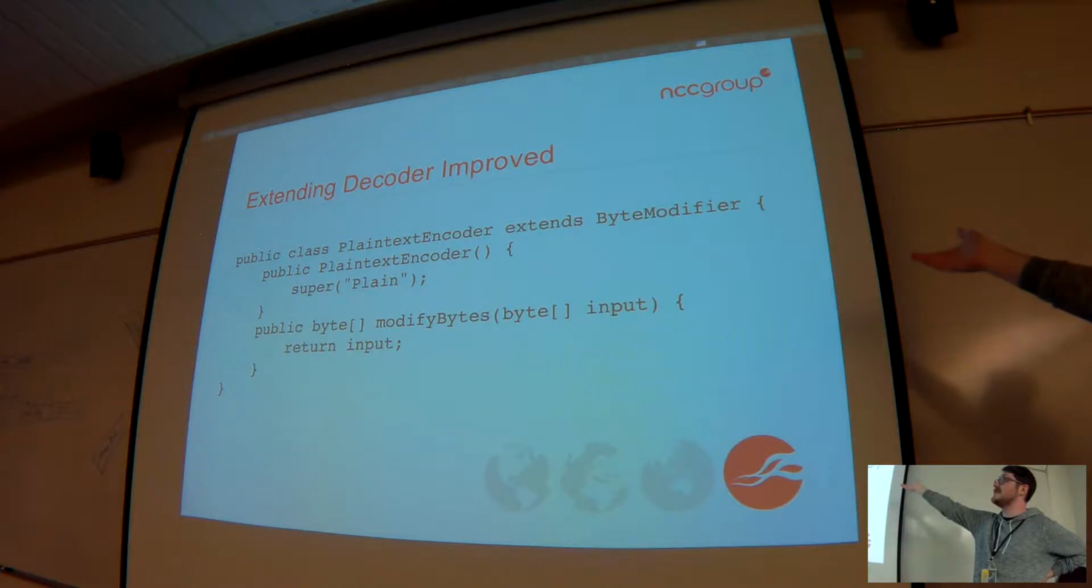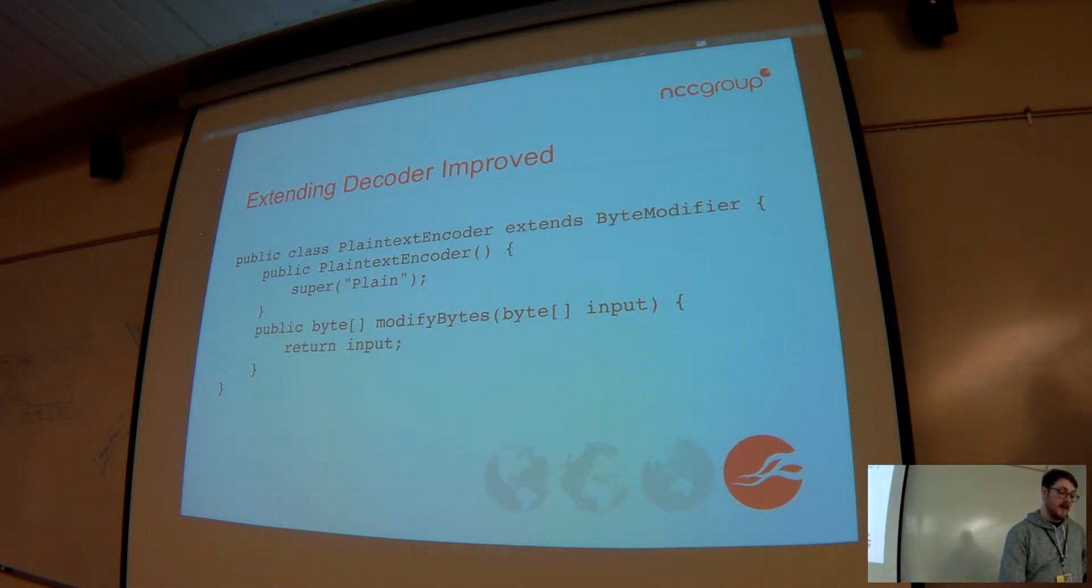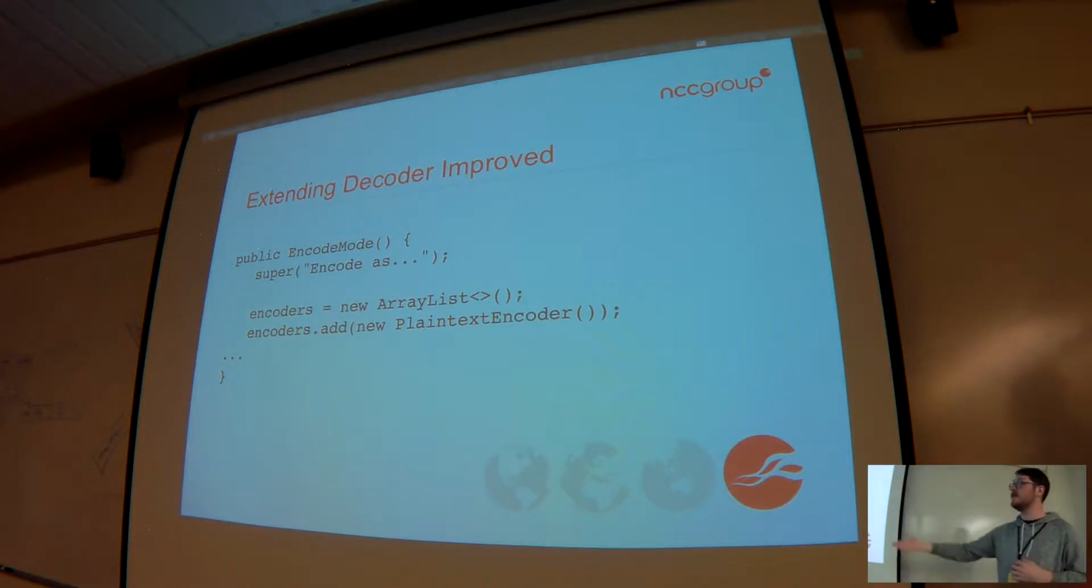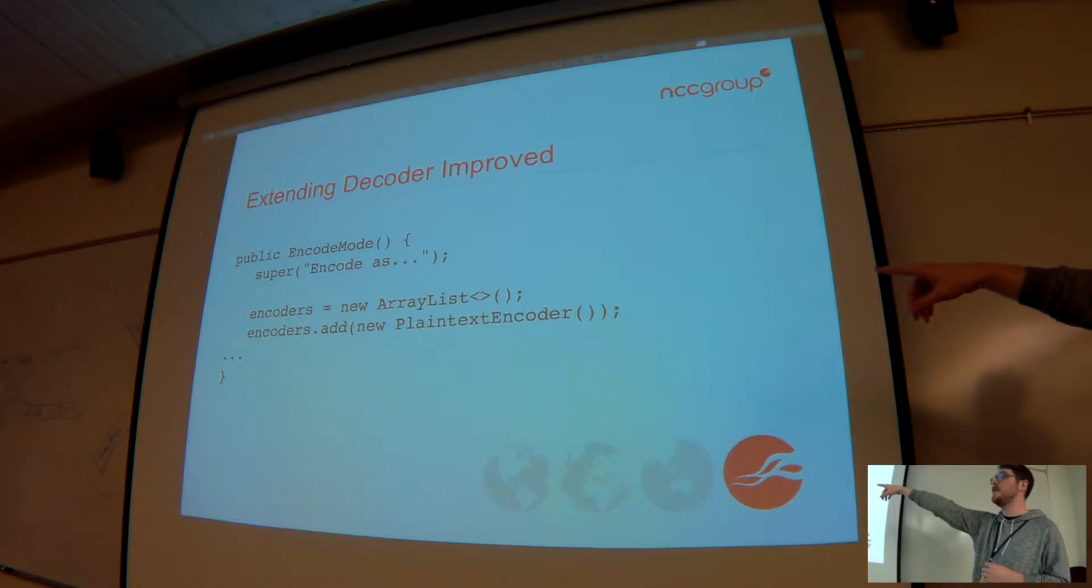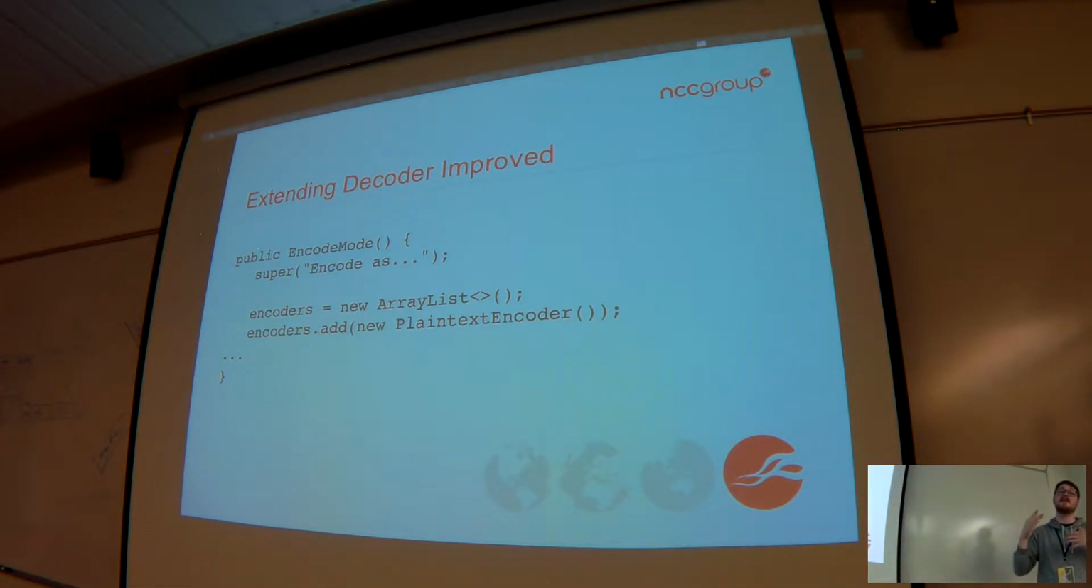As you can see, you just extend one class, you implement the constructor, you just call super with the name of the thing that shows up in the dropdown, and then the modify bytes class. For this, it's super easy, it just returns the same thing. And then when you want it to add it, this is the code inside encode mode. You just look for the encoders array list, and then encoders.add new plain text encoder. That's just the top one. There's a whole bunch underneath that. You probably tuck yours in at the bottom to not mess with the order, but if you don't like the order, you can also just rearrange it, rebuild the source code yourself. It takes no effort.